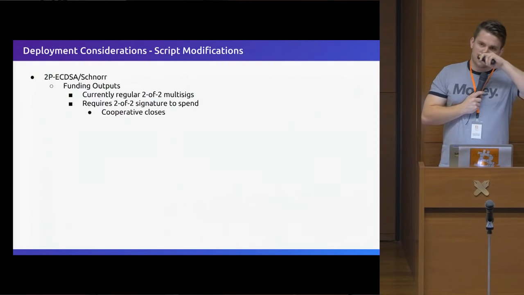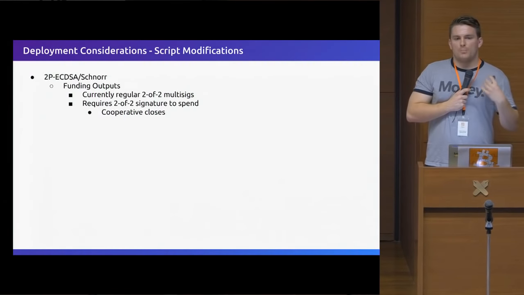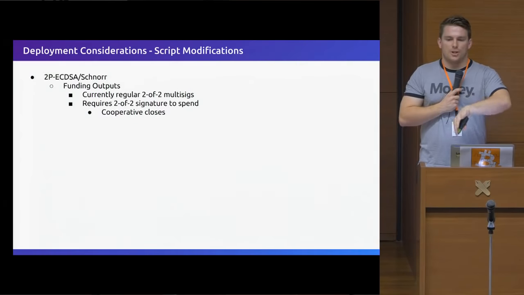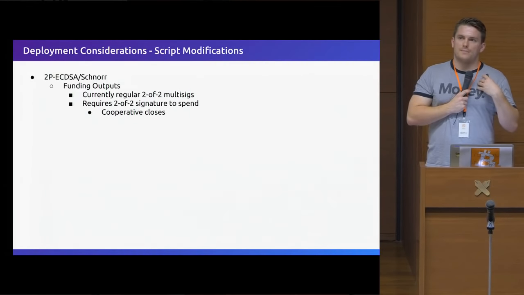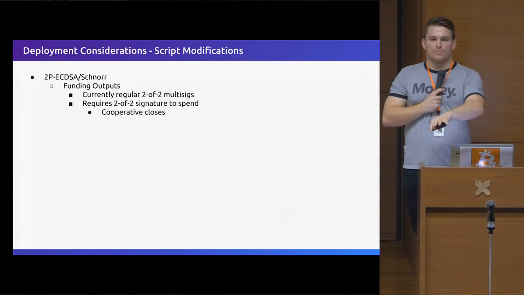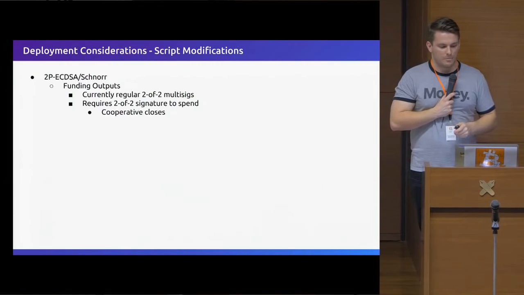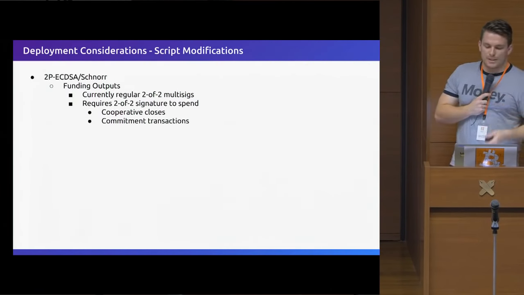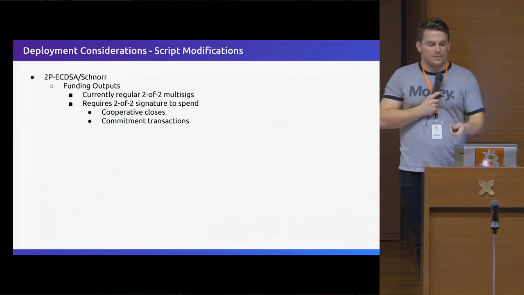And the cases in which this is relevant are cooperative closes, when both parties agree to close out the channel. They're not unilaterally closing in the sense where the contracts are actually executed, they just close out and split the balance however it was allocated before. And the other is when a commitment transaction goes to chain, which is when either side force closes.